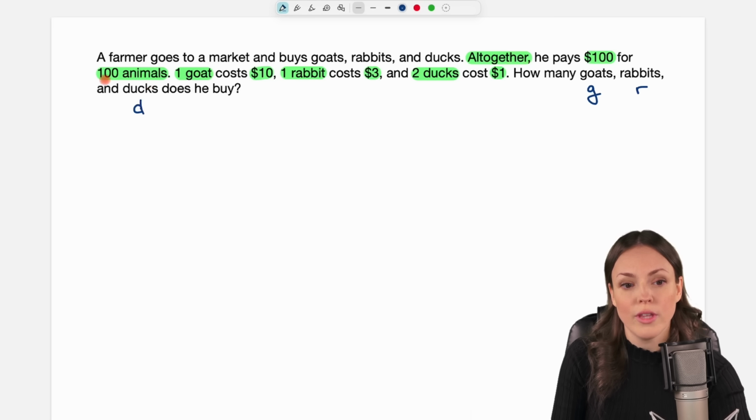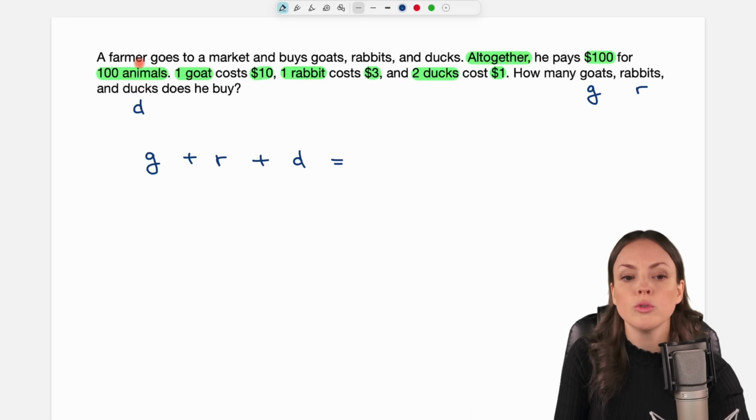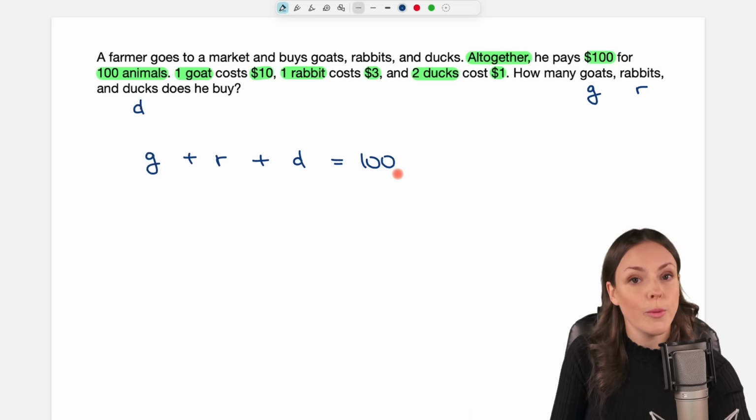Because we know that it has to be 100 animals in total that he buys, we know that the number of goats, G, plus the number of rabbits, R, plus the number of ducks, D, has to be equal to 100. So we have a first equation, three variables, so let's find another equation.